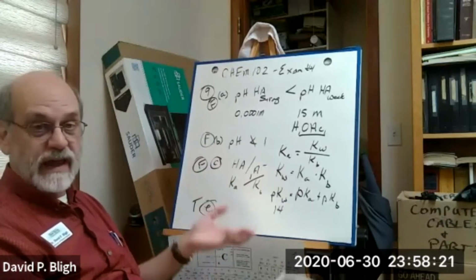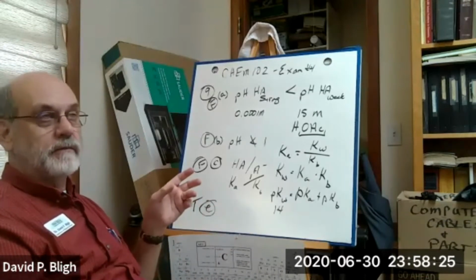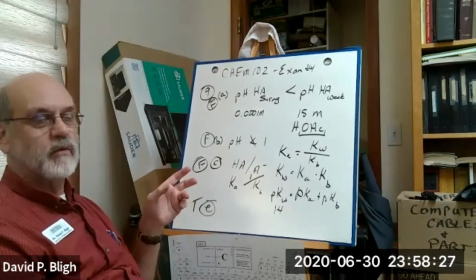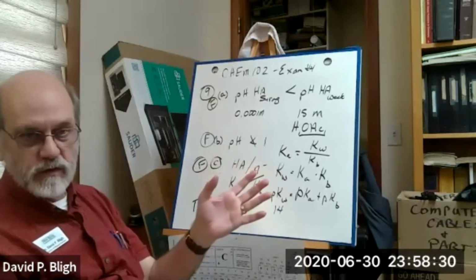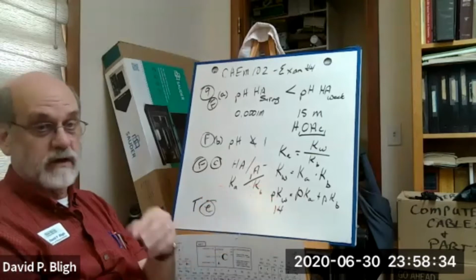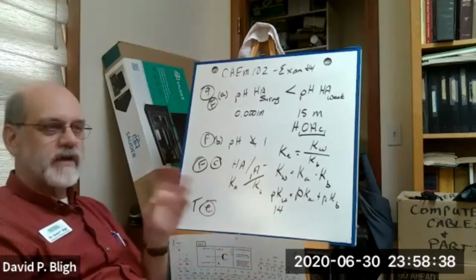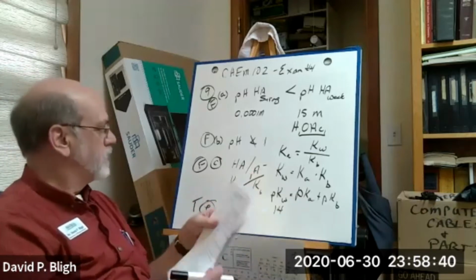Because sometimes you need the Kb. So you do a complete titration in which all of the acid is used up. Right? Like you go to the equivalence point. If you go to the equivalence point, then there's no HA left.